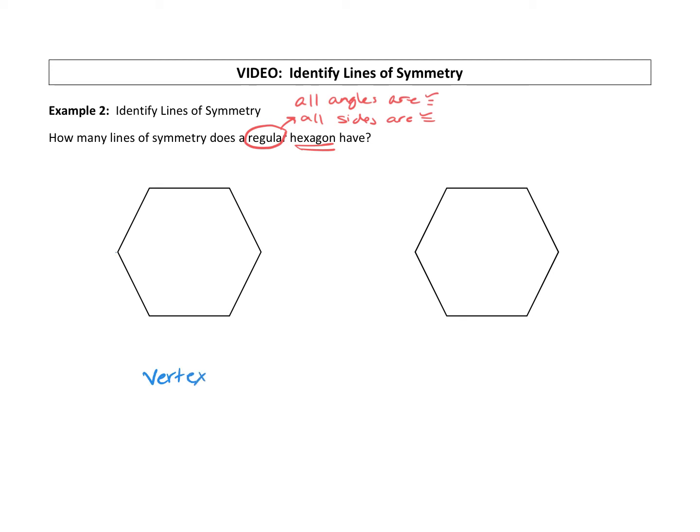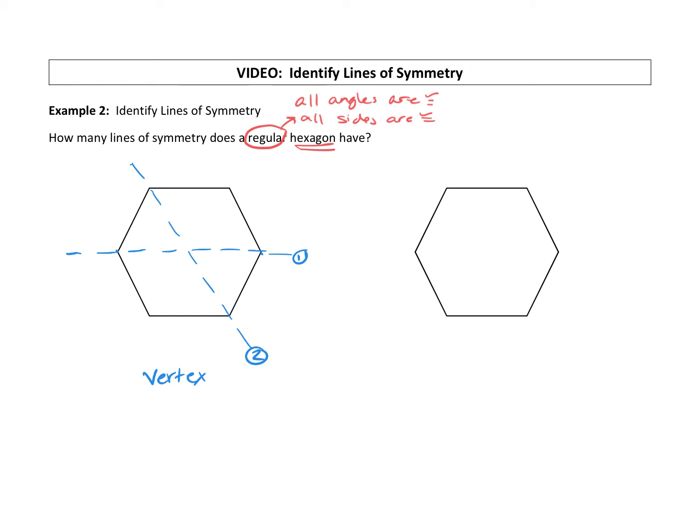So if I'm going from one vertex to the other vertex, does this line give me a symmetry line where it maps onto itself when it's reflected over? It does. So there's one line. Now I'm going to go on to another vertex. I'm just going to work my way around. Does that reflect onto itself? It does. So we have a second line of symmetry.